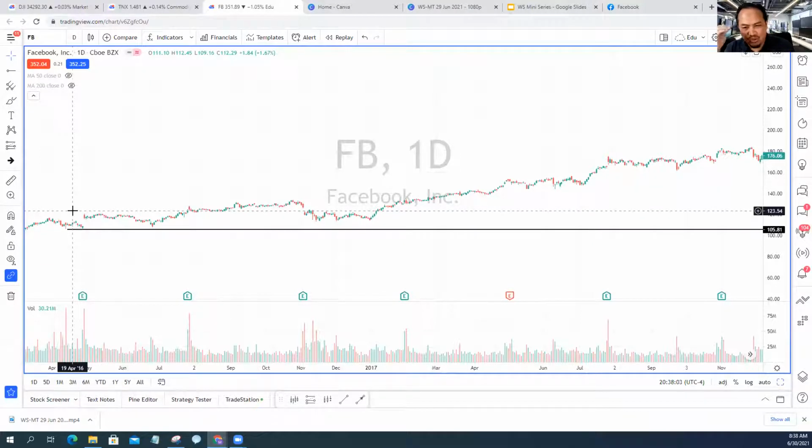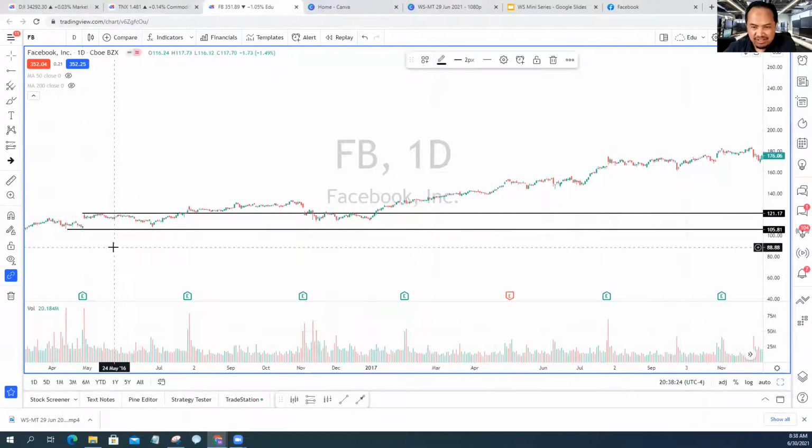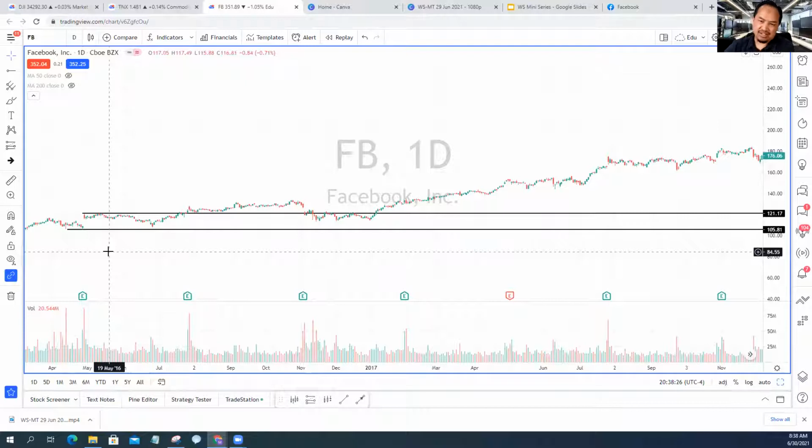Then we need to identify where the resistance is. Resistance, in a simplified form, is where the price is heading up and then it doesn't go up again. Somehow it stops there temporarily. That is where resistance can be created.